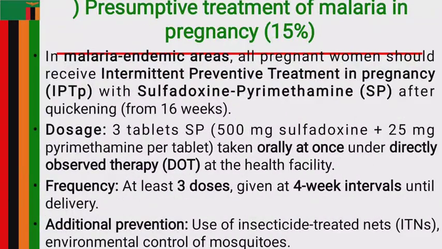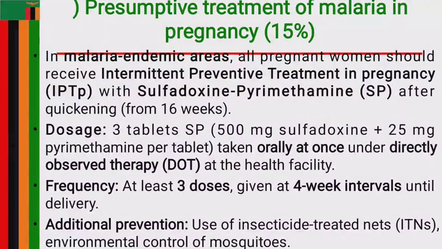The last question was talking about the presumptive treatment of malaria in pregnancy. Now, individuals who live in high endemic malaria areas are usually given sulfadoxine pyrimethamine. So Fansidar is used as a presumptive treatment for malaria, where you give 3 tablets of sulfadoxine pyrimethamine, which you commonly know as Fansidar, and it has 500 milligrams sulfadoxine and 25 milligrams pyrimethamine. It is taken orally at once under directly observed therapy at a health facility.